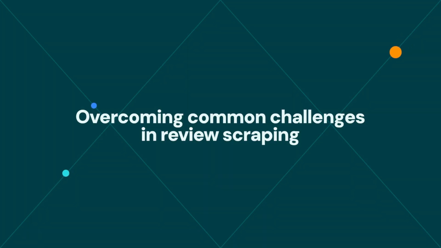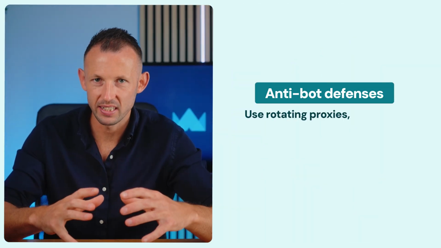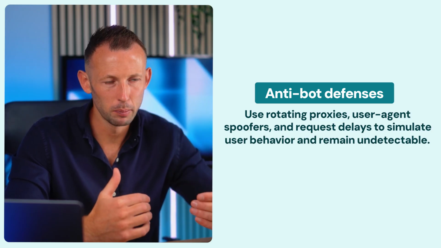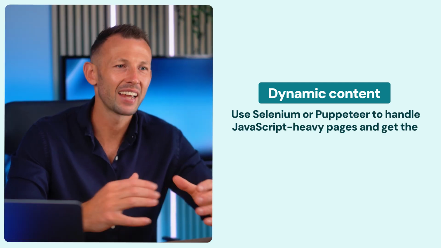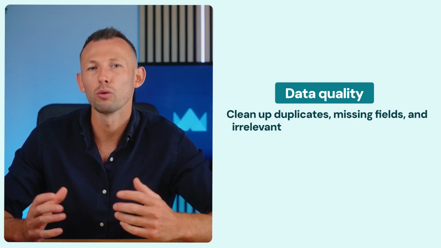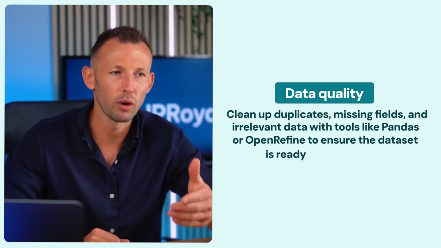But even with careful preparation, scraping customer reviews comes with its own set of challenges. Here's what to expect and how to overcome them so that you can scrape efficiently and keep your data clean and consistent. Anti-bot defenses: use rotating proxies, user agent spoofers, and request delays to simulate user behavior and remain undetectable. Dynamic content: use Selenium or Puppeteer to handle JavaScript-heavy pages and get the entire review content. Data quality: clean up duplicates, missing fields, and irrelevant data with tools like Pandas or OpenRefine to ensure the dataset is ready for further use.